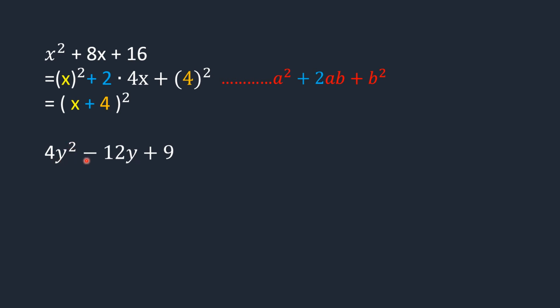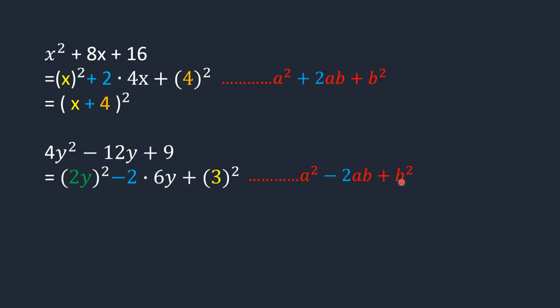Next, factorize 4y squared minus 12y plus 9. Here 4y squared is a perfect square and 9 is a perfect square. We will write 4y squared as (2y) whole squared, and we will write 9 as 3 squared. We will write minus 12 as minus 2 times 6. Now this becomes a perfect square expression in the form a squared minus 2ab plus b squared.